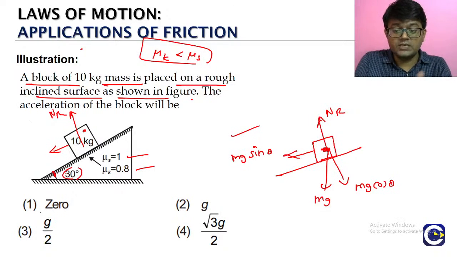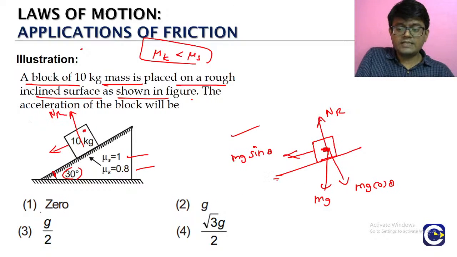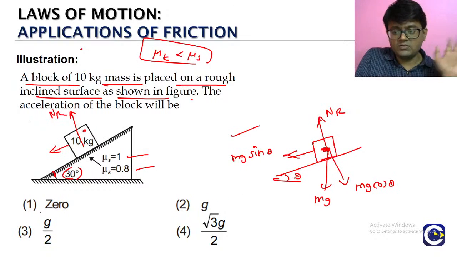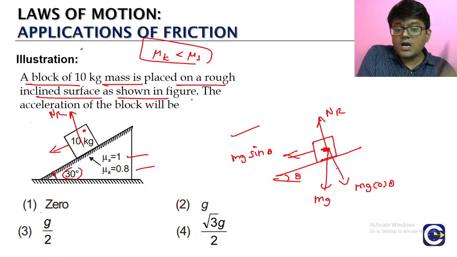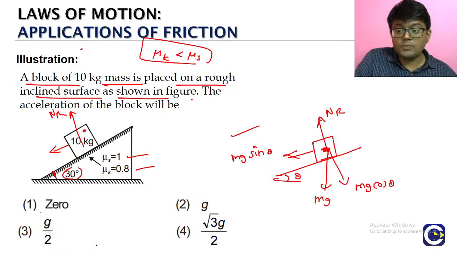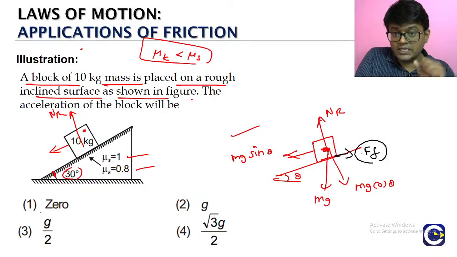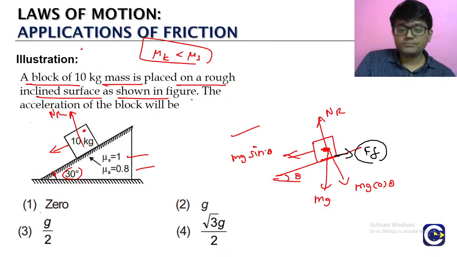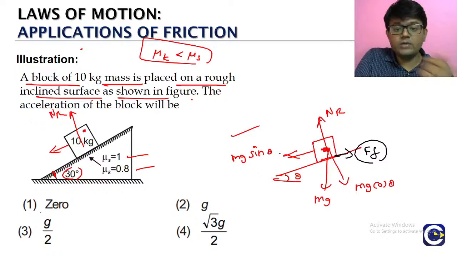This is something that we are used to already. That is why I am not showing how we take mg into components, because we have seen a couple of other problems also. Here theta is the inclined plane angle. Now when there is a tendency to move down the plane, how will the frictional force act? Frictional force must be acting in the opposite direction, meaning it will oppose the tendency of motion. That is what we discussed about the nature of friction. So friction will be acting up the plane.